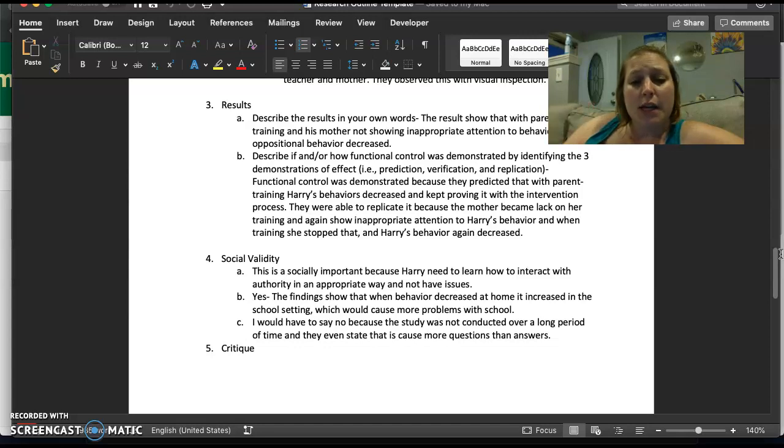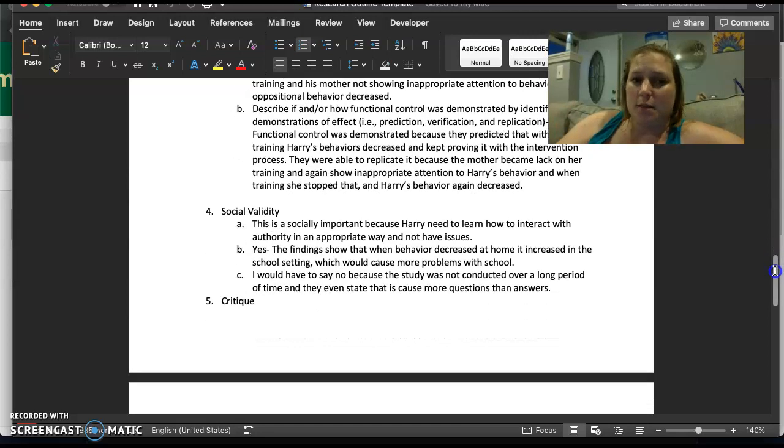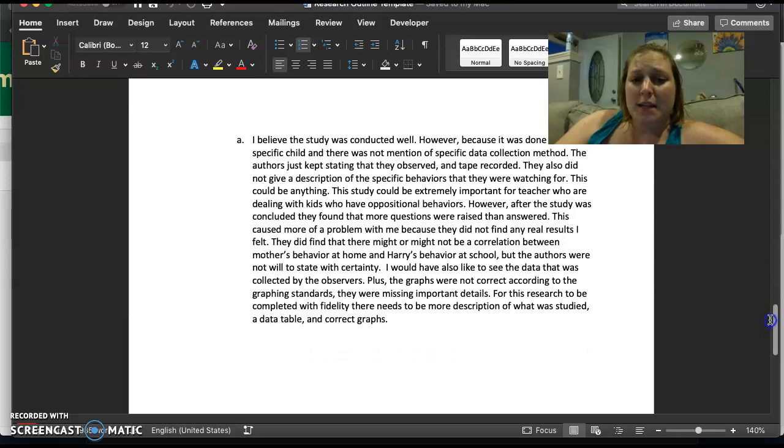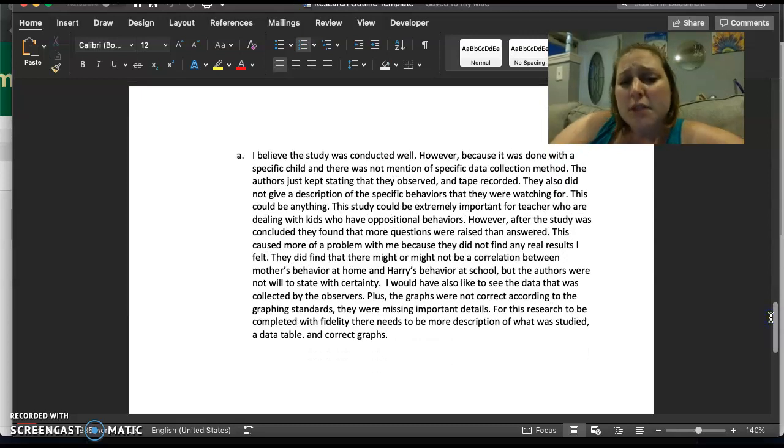Hugely important because Harry needs to learn how to deal with behaviors as he's going through the world. So this is a really good article to talk about how important it is for him to learn about his manipulating behaviors. Basically, my critiques were, the article seemed well written, however, there was no data.